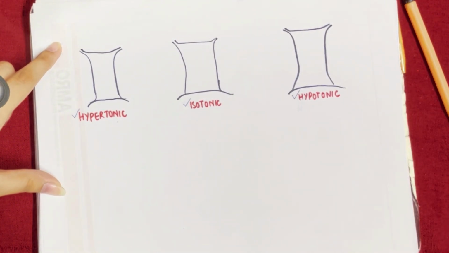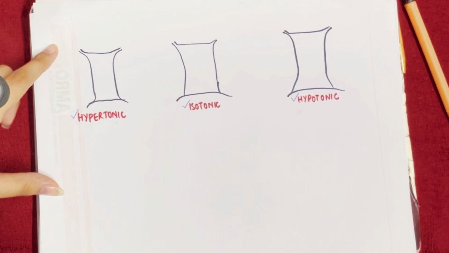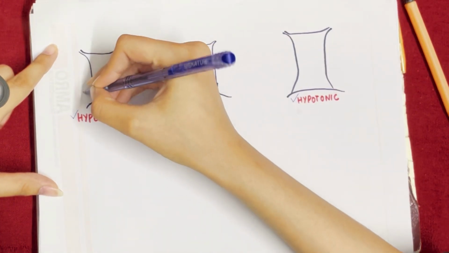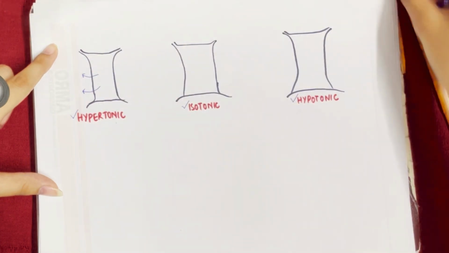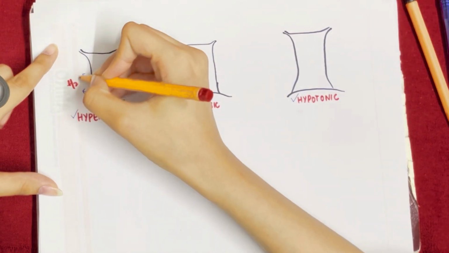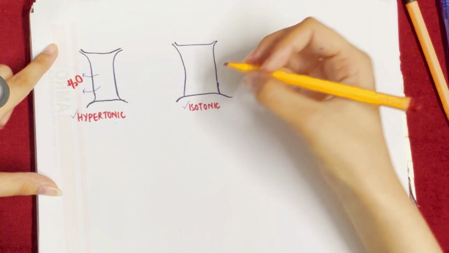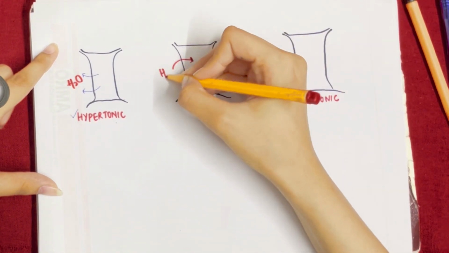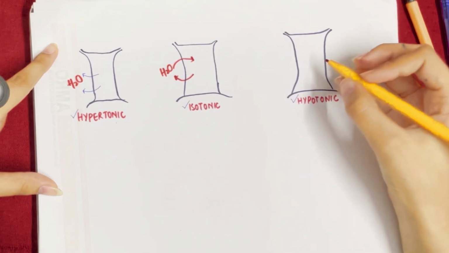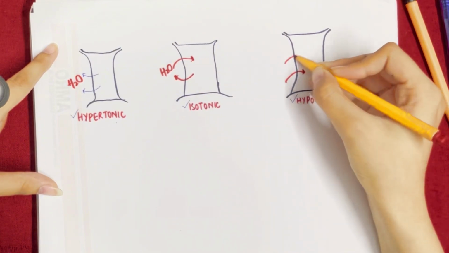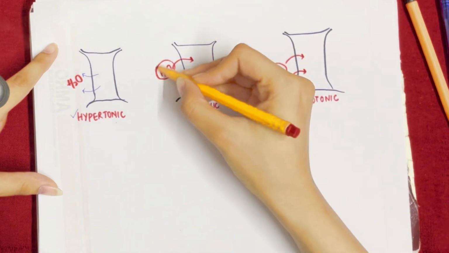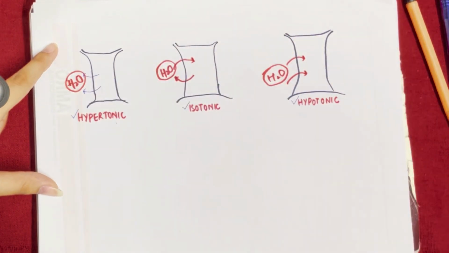We have already discussed it earlier, but let's discuss it with reference to water. In the hypertonic solution, the water moves from inside to the outside of the cell. In the isotonic solution, the water moves equally in and out of the cell. In the hypotonic solution, the water moves inside the cell. Let's discuss how these conditions vary from cell to cell.